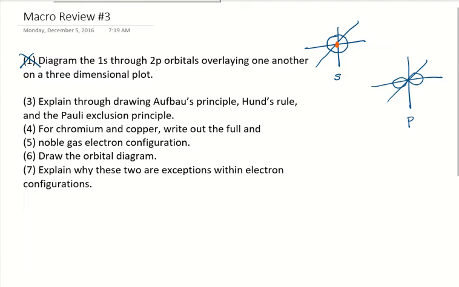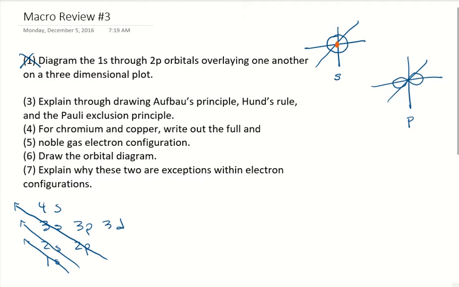Explain through drawing the Aufbau principle, Hund's rule, and Pauli exclusion. So, Aufbau principle says what? Isn't that like you have to go 1s and then 2s? There you go. And then 2p. 1s, 2s, 2p, 3s, 3p, 3d, 4s, so forth and so on. So the Aufbau principle says lowest energy sublevel first before going to the next one.